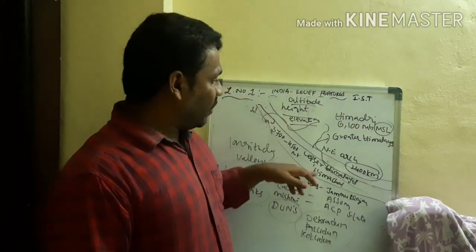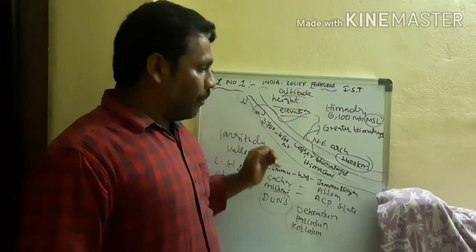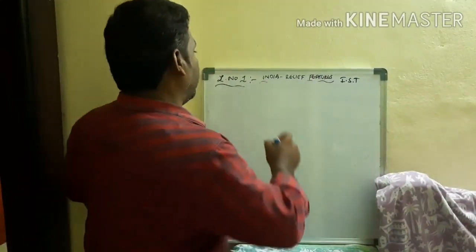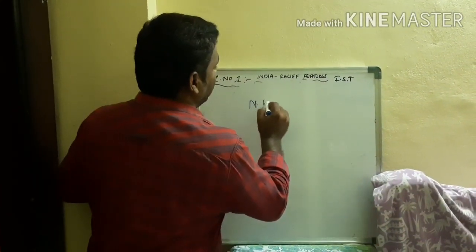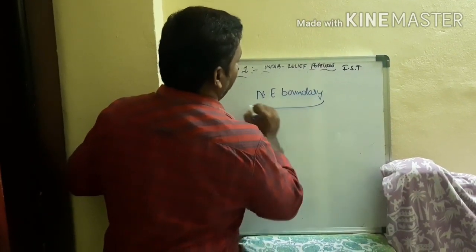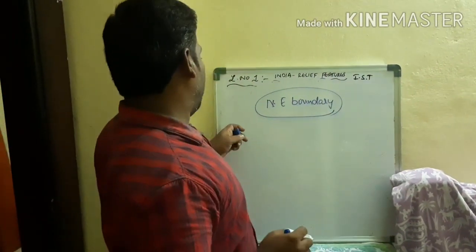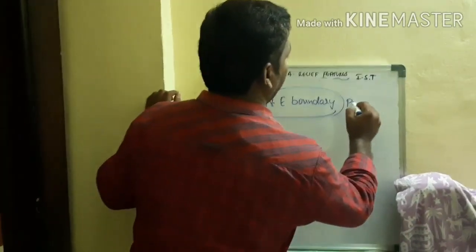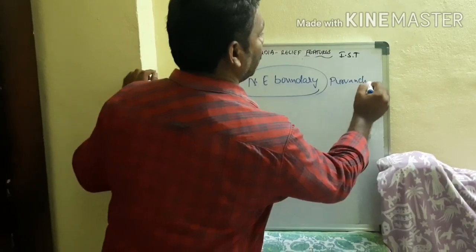Now we will discuss the northeastern boundary, which we can call Purvanchal.